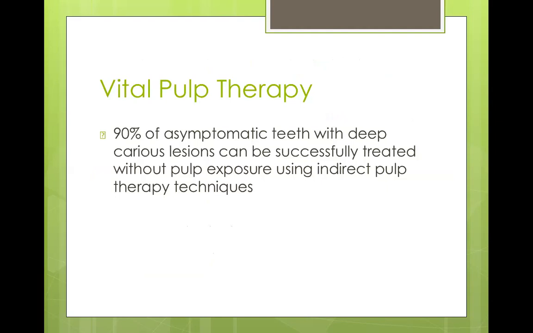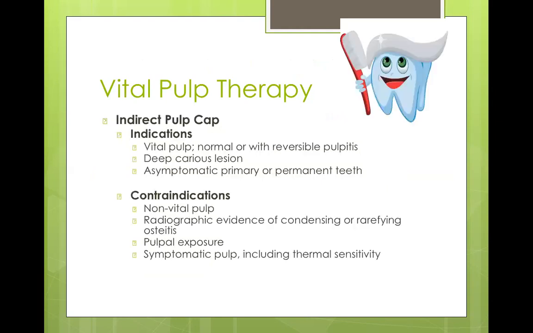Vital pulp therapy. So 90% of asymptomatic teeth with deep caries lesions, meaning this big cavity, very deep, approximating the pulp but not in the pulp, can be successfully treated without pulp exposure with indirect pulp therapy. And studies have shown that indirect pulp therapy is more successful than pulpotomy. So, indirect pulp cap is for a vital pulp.